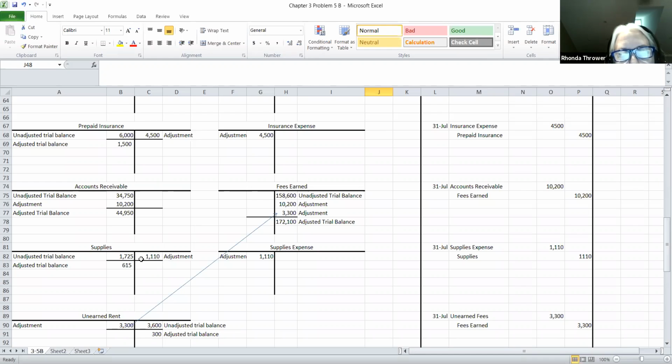The used portion of supplies means that supplies has to be decreased. We no longer have $1,110 worth of supplies in our supplies account. It's gone. Because it's gone, we've used it, it's become expense. So our supplies expense account is debited as the adjusting entry, and we have a credit to the supplies account. And this is a type of deferred expense.